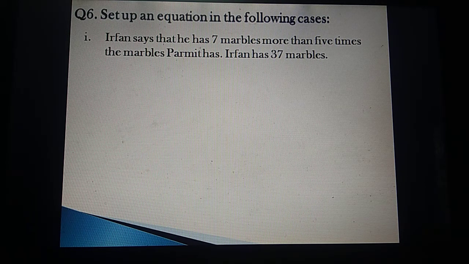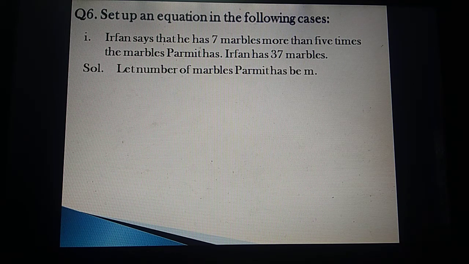Irfan has 37 marbles. As we can see here, 2 statements are given. One statement is a relational statement, where a relation is given to you, and in the second, a total is given to you. It's a simple statement. So first, to find out the relation, the value of Parmeet's marble should be known to you, but it's not given here. So we will assume it. We will assume Parmeet's marble as M.